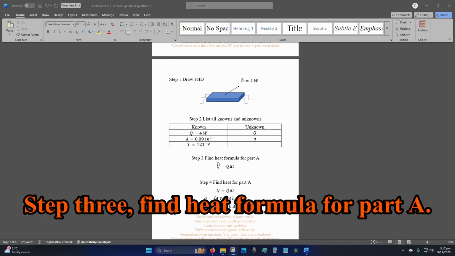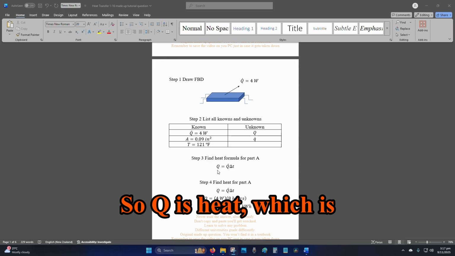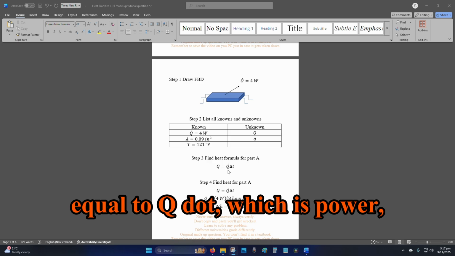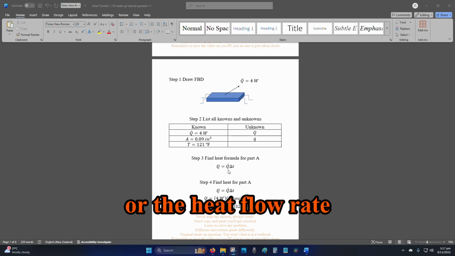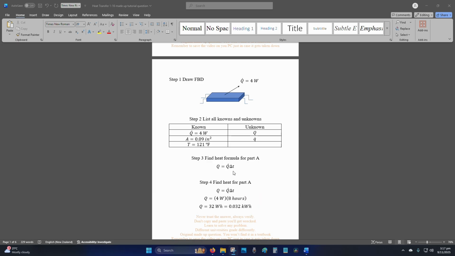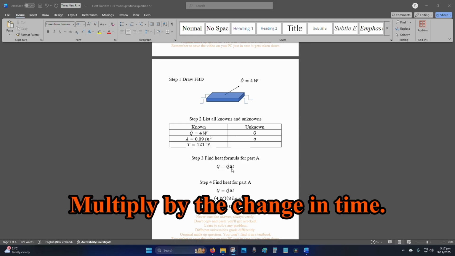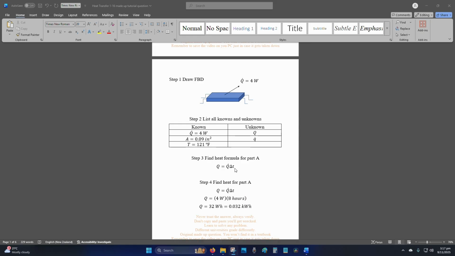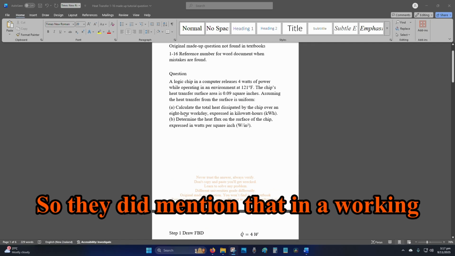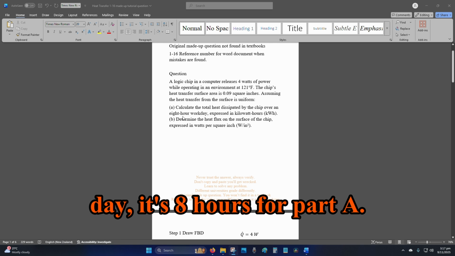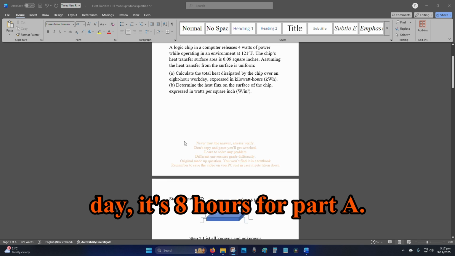Step 3, find heat formula for part A. So Q is heat, which is equal to Q dot, which is power, or the heat flow rate or heat transfer rate, multiplied by the change in time. So they did mention that in a working day, it's 8 hours for part A.